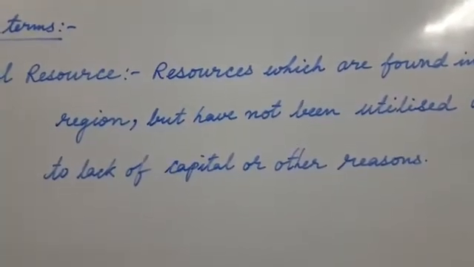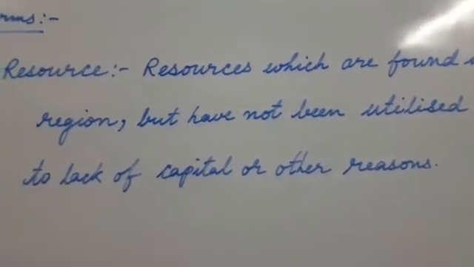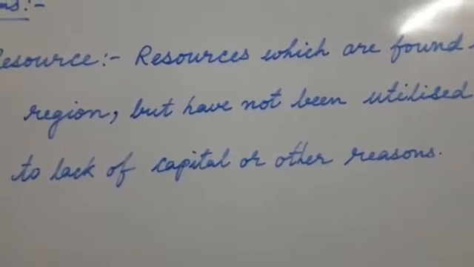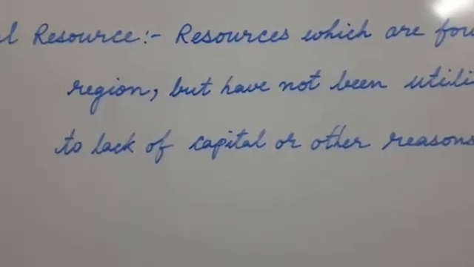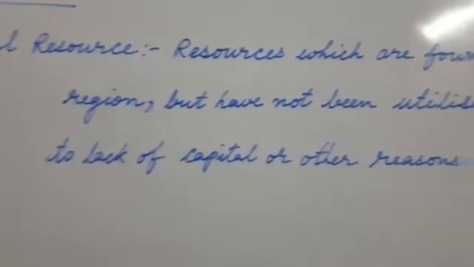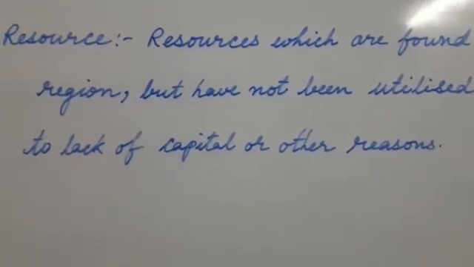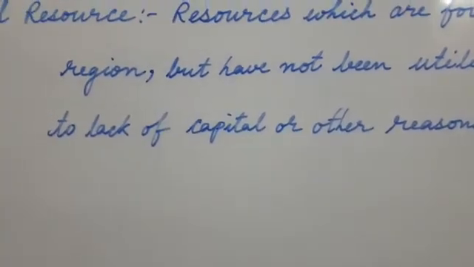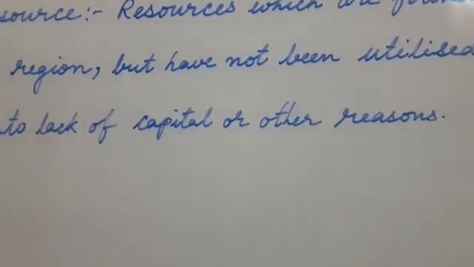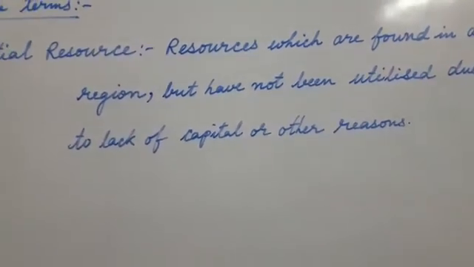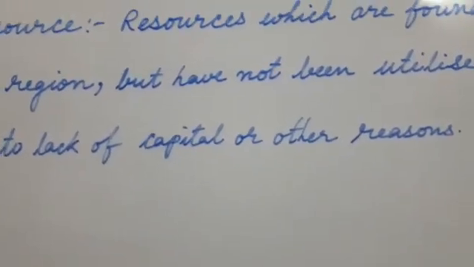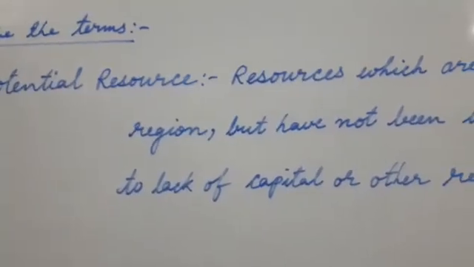Okay. For example, I am just explaining you. For example, the western part of our country, Gujarat and Rajasthan, they are having enormous potential for the development of wind and solar energy. But due to some reason, these have not yet been developed properly to produce more and more solar and wind energy. So it might be some reason, either lack of capital or technology, something else. So this type of things are called potential resources.